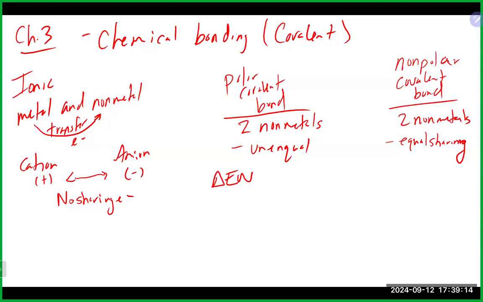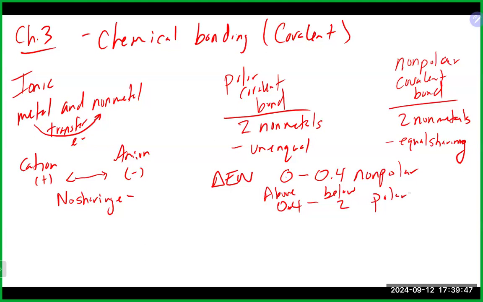We could also use it for ionic, like we talked about, but in most cases you really don't need it. As soon as you see metal, non-metal, it is going to be ionic, so you don't actually need those differences. But if you calculate the difference in electronegativity values and get anywhere from 0 to 0.4, that is considered a nonpolar bond, which would be a covalent bond, sharing of electrons. Above that 0.4 cutoff to below 2 will get you some type of polar bond.